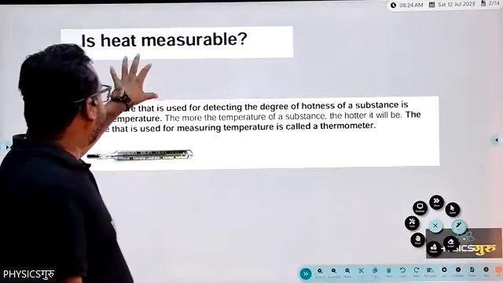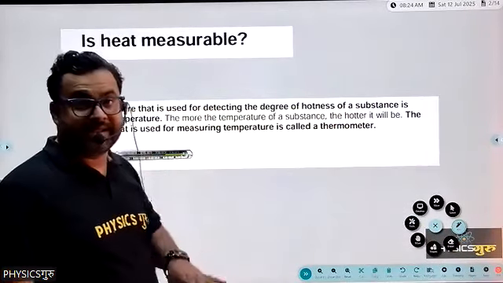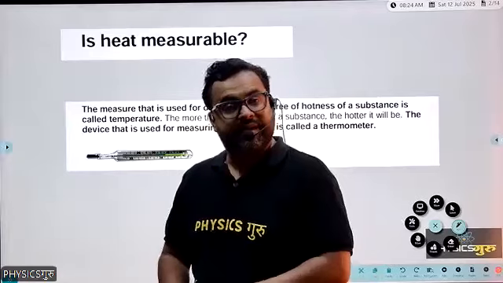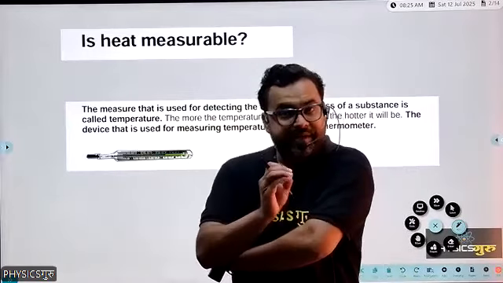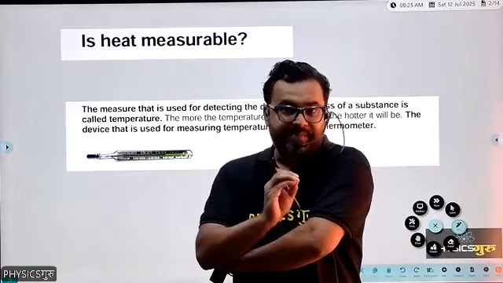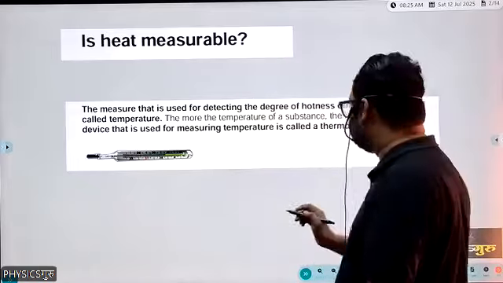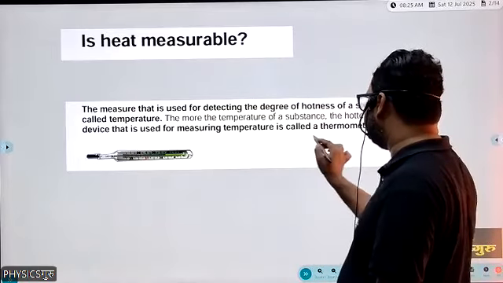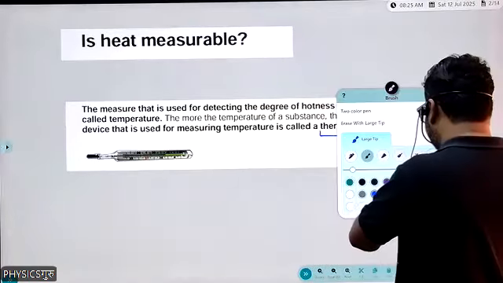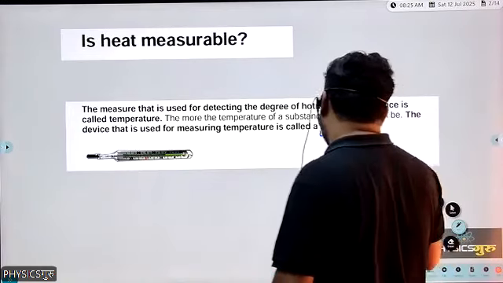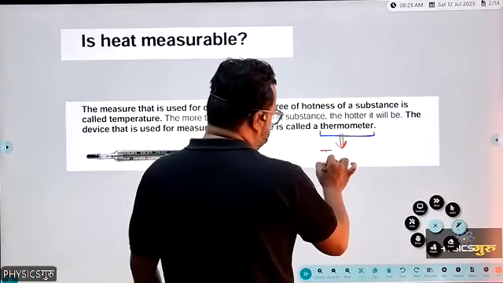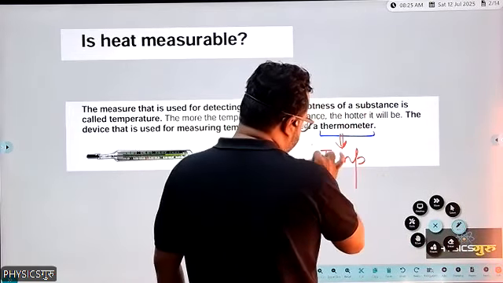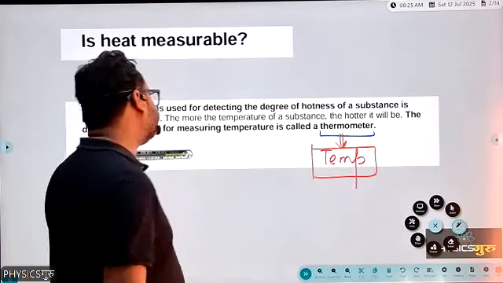Next one. Is heat measurable? Yes, we can measure heat. And we can measure temperature also. In order to measure temperature, we use a device called a thermometer. A thermometer is a device that is used to measure temperature.